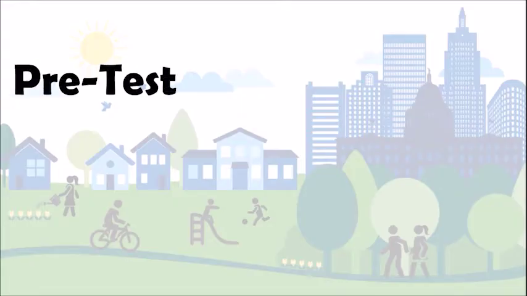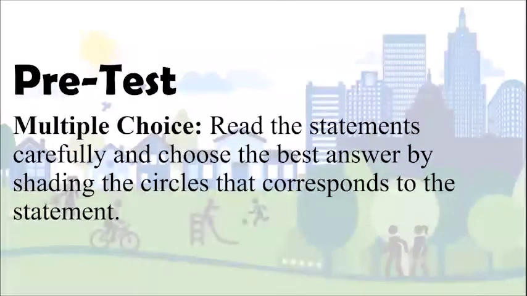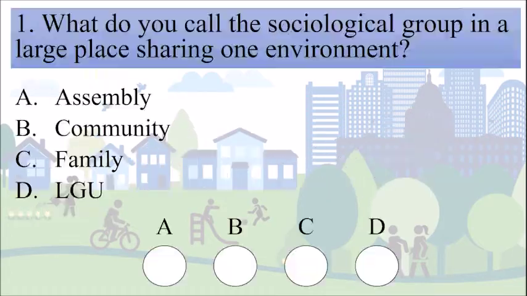Before we proceed to our lesson, let's answer these following questions. Multiple choice. Read the statements carefully and choose the best answer by shading the circles that correspond to the statement. Number 1. What do you call the sociological group in a large place sharing one environment? A. Assembly. B. Community. C. Family. And D. LGU.